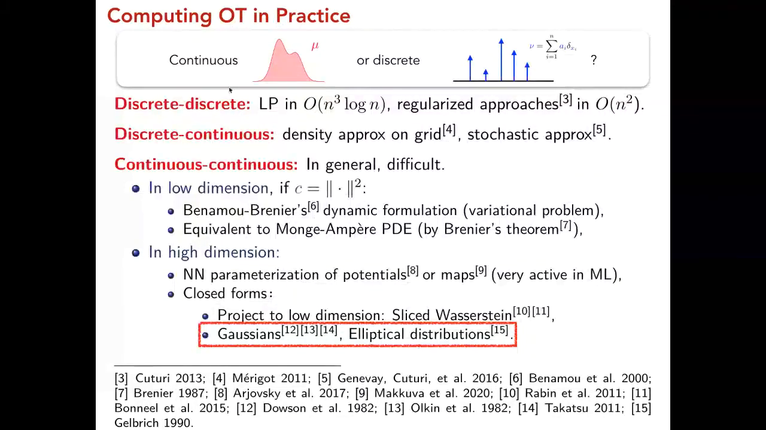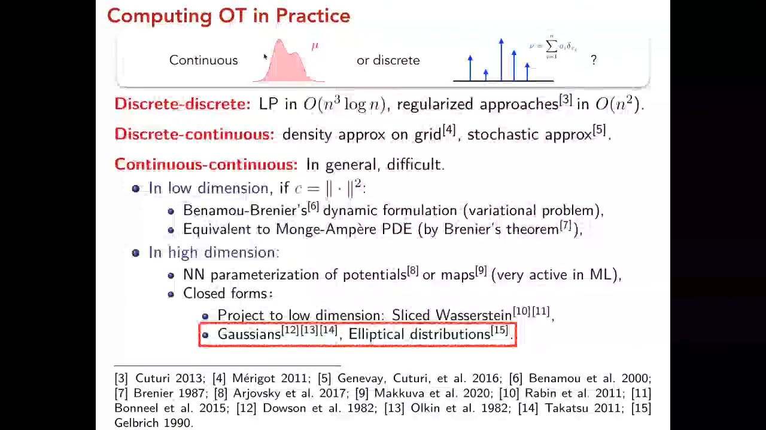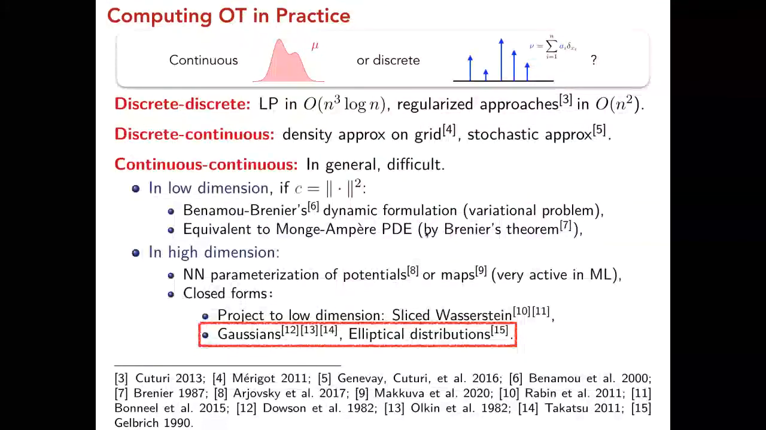If both distributions are discrete, then we can solve the Kantorovich relaxation of optimal transport using linear programming in time n cubed log n, where n is the number of Diracs in the distributions, or we can approximate it using entropic regularization. If one distribution is discrete and the other continuous, then it gets a bit more complicated. We have to do approximations on grids or stochastic approximation. And if both distributions are continuous, then it's very difficult. In low dimensions, we can make links with variational problems or PDEs. This is very expensive to solve.